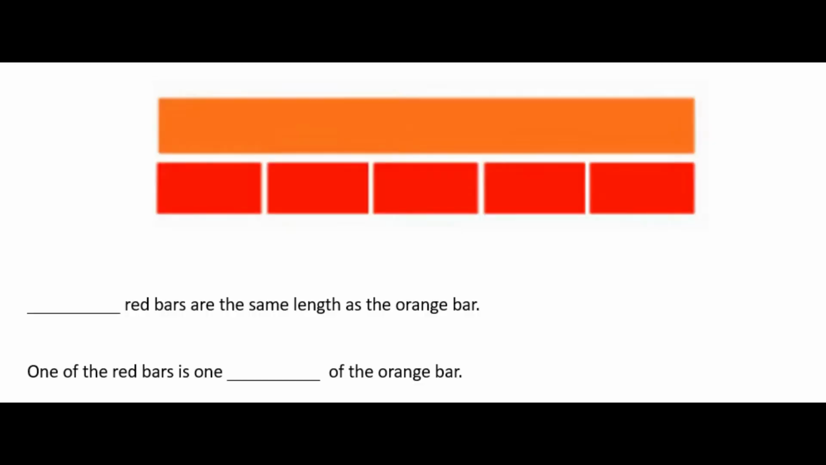You may want to pause the video to have a go at answering these sentence stems yourself. If you're not too sure though, listen to how I explain it, and that might help you in a moment. 5 red bars are the same length as the orange bar. One of the red bars is 1/5 of the orange bar. You now need to pause the video where it is. You need to go back to your daily learning sheet to find out what your first activity is.